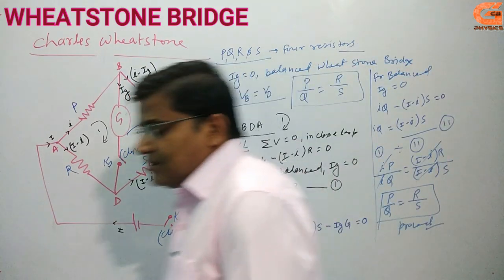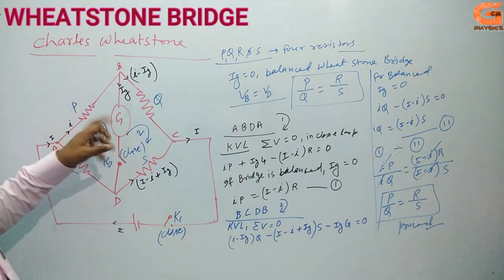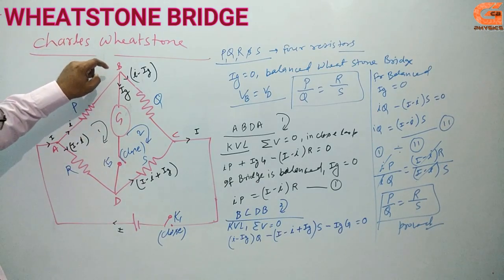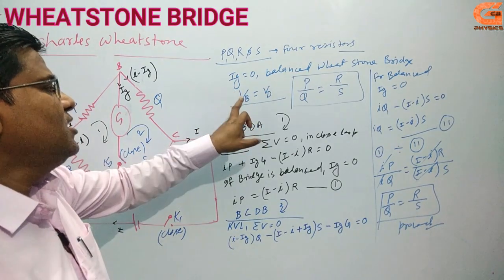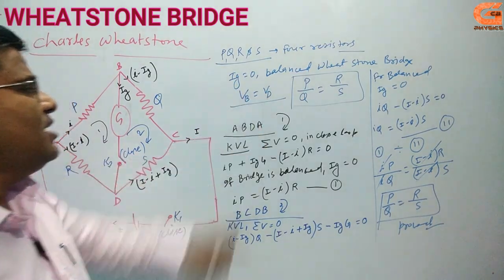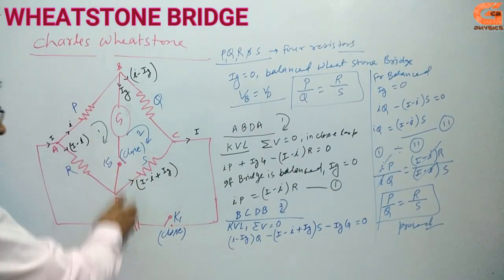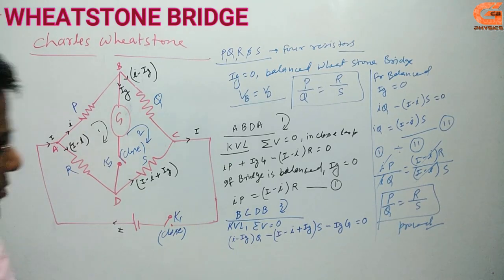This is very simple. Once again, if there are 4 resistors arranged like this, then the potential difference between VB and VD is 0, or the potential is equal at VB and VD. If the potential is equal at B and D, then no current flows across the galvanometer.